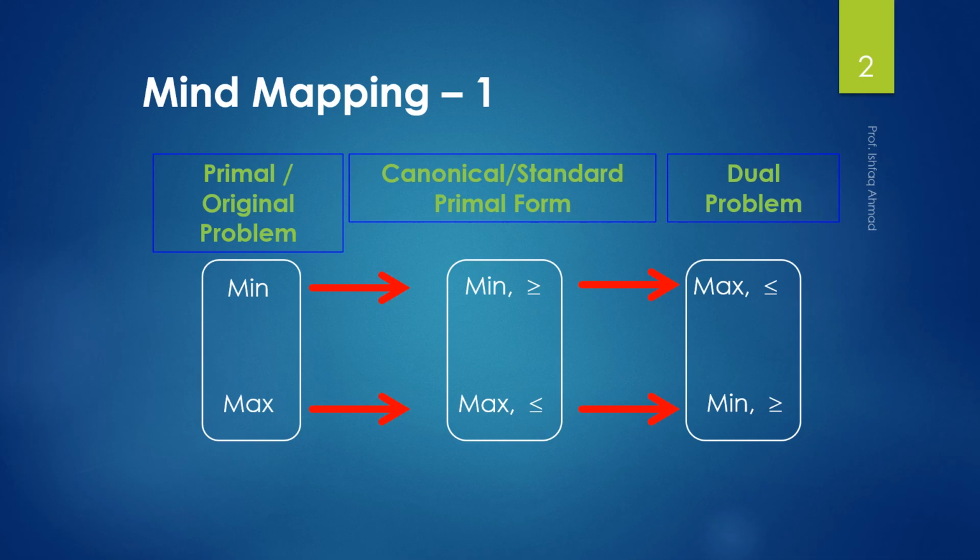Mind mapping 1. In this pictorial mind map, on the left hand side we have the primal or original problem in minimization or maximization form. We convert those problems into their respective canonical or standard primal form, and then those are converted to dual form.